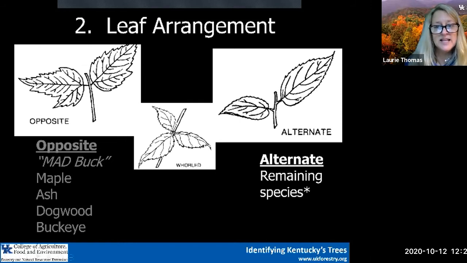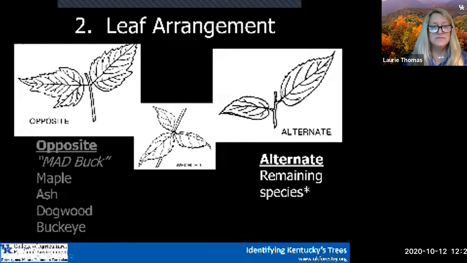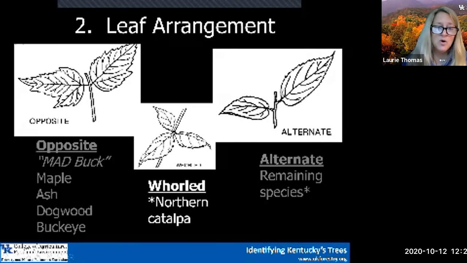And so with these, the leaves are staggered on that stem. You got a leaf down here, you move up that stem, you got another leaf there. If we were to continue it up, there'd be another leaf here. So those are alternately arranged leaves. And the majority of our trees have alternately arranged leaves. And then we do have one species that has whorled leaves. Those little guys are whorled all the way around that stem. There'll be three little leaves, well, kind of large leaves actually, on a catalpa, that are whorled all the way around that stem.